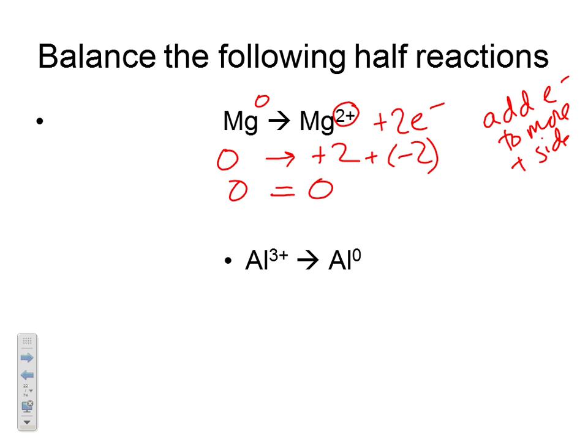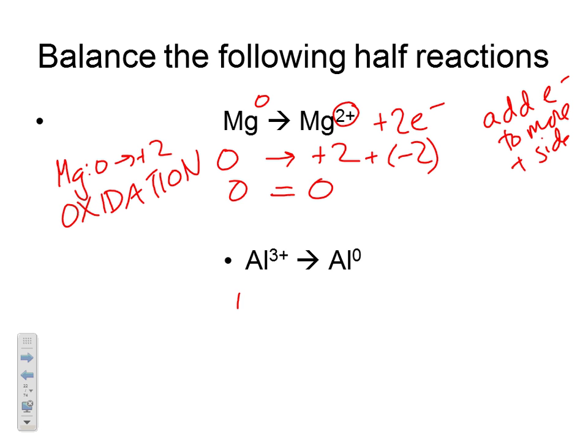And then my follow-up question is just, is this oxidation or is this reduction? Charge is increasing, right? The magnesium's charge is going from 0 to +2. That is oxidation. So this is an oxidation half reaction. Charge is increasing, and adding the 2 electrons makes it balanced. And then this last example, aluminum +3 goes to aluminum 0.